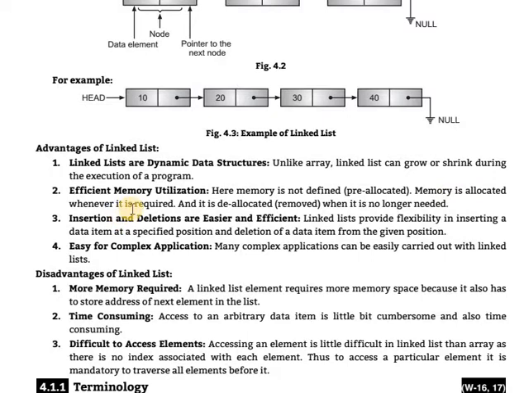Memory is allocated whenever it is required, and it is deallocated, removed, when it is no longer needed. Why is this called efficient memory utilization? Because pre-allocated memory is not needed. Memory is allocated during the execution. You use only as much memory as you require, at that time, and if you want to remove the memory, it is possible during the execution of the program. So it is called efficient memory utilization.